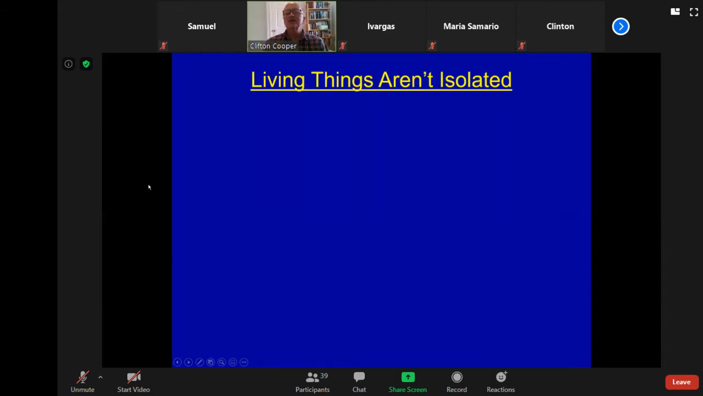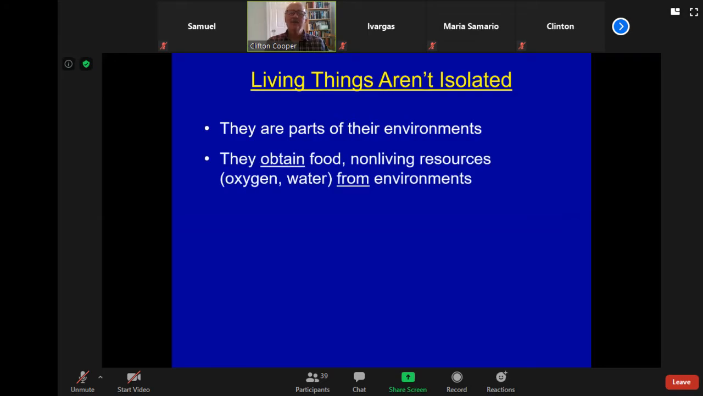Shifting gears some, we have this fact that life forms are not isolated from the environments. Remember, life forms need to be able to absorb resources and also get rid of waste products. So they are tied to the non-living environments. They can't really exist separate from that.